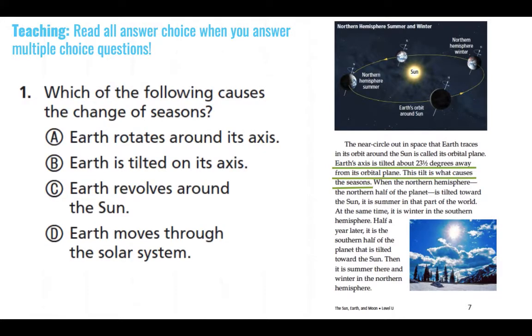So going through each of these answer choices. A, Earth rotates around its axis. B, Earth is tilted on its axis. C, Earth revolves around the sun, or D, Earth moves through the solar system. Which of these answer choices best fits the evidence that I have underlined in the text? Answer choice B.